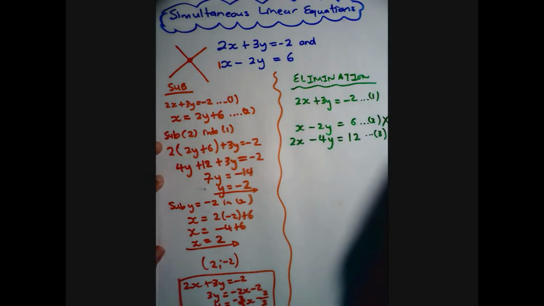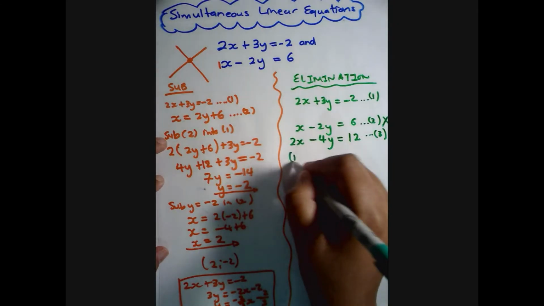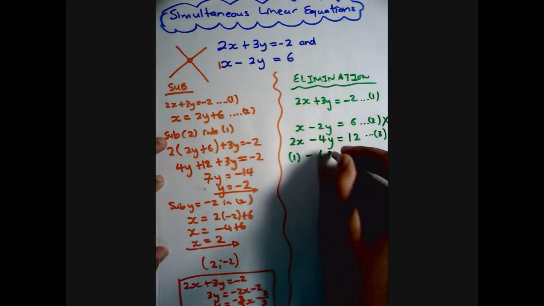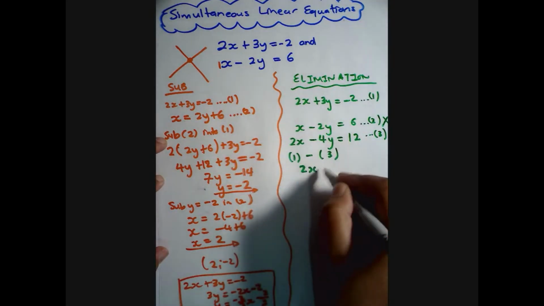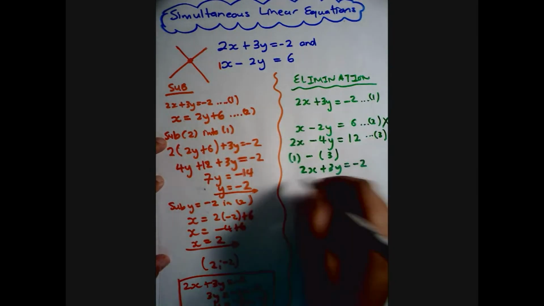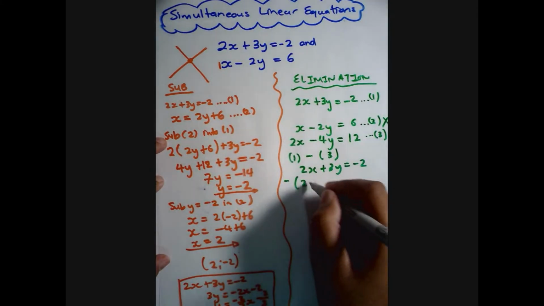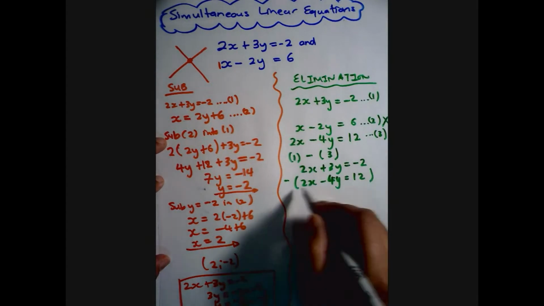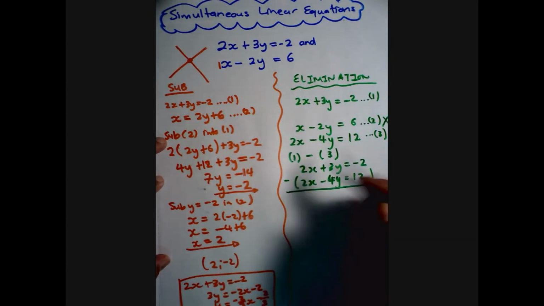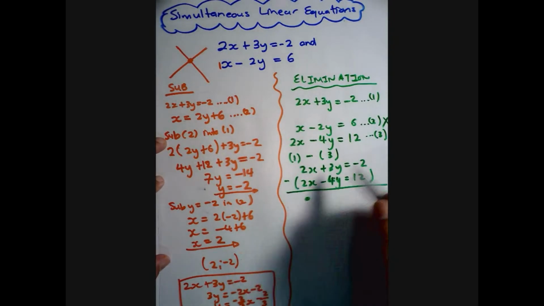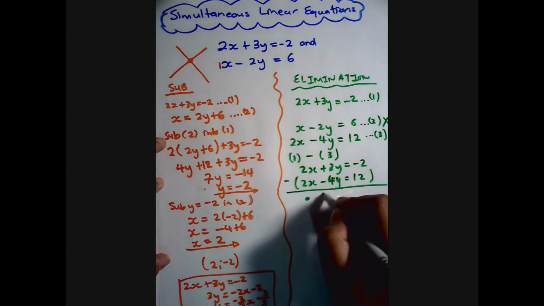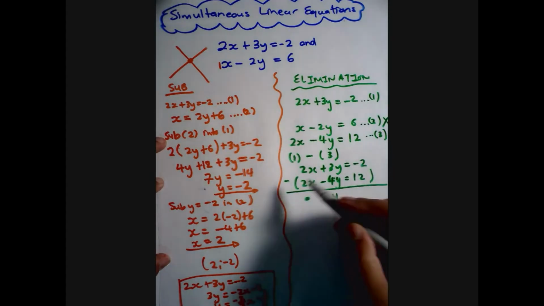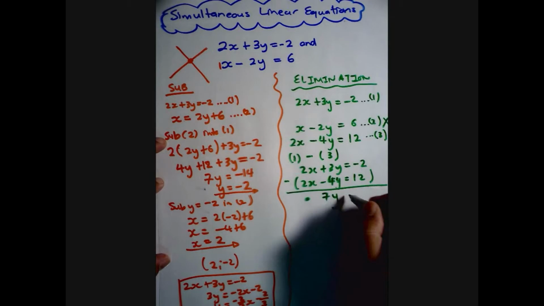Okay, now I say take equation number 1 and minus it from equation number 3. So 1 minus 3. I'm going to say 2x plus 3y is equal to minus 2, minus, open brackets, 2x minus 4y is equal to 12. When I'm doing the minus, the signs are going to change. So 2x minus 2x gets cancelled out. 3y minus a minus 4y: this minus and this minus becomes a positive, so 3 plus 4 becomes 7y. Minus 2 minus 12 becomes equal to minus 14.